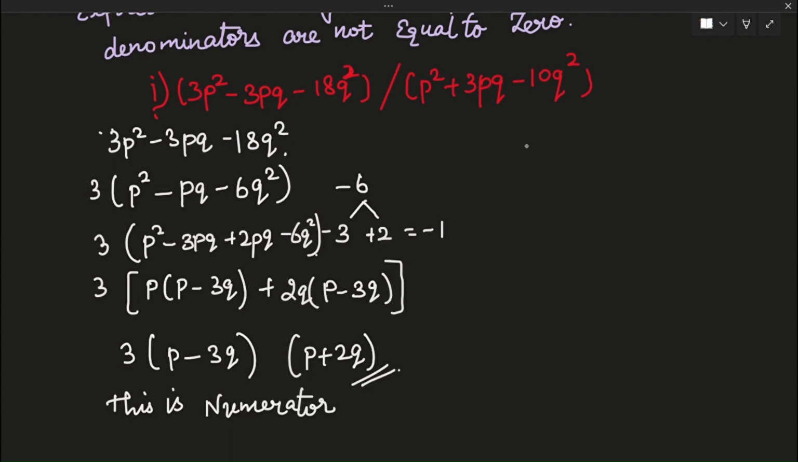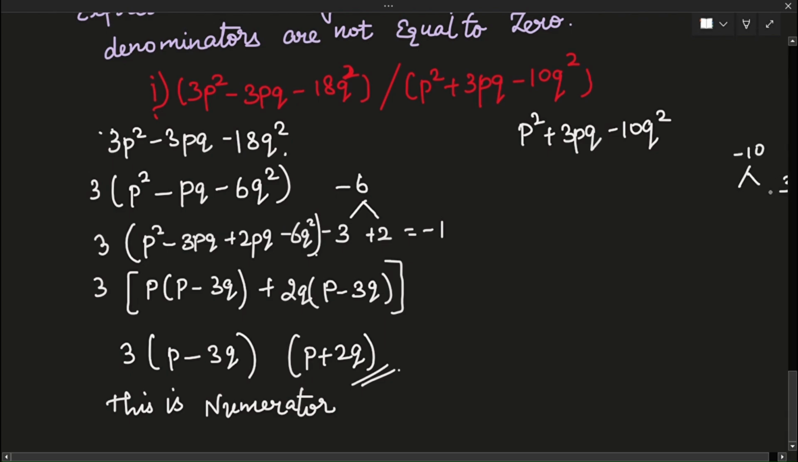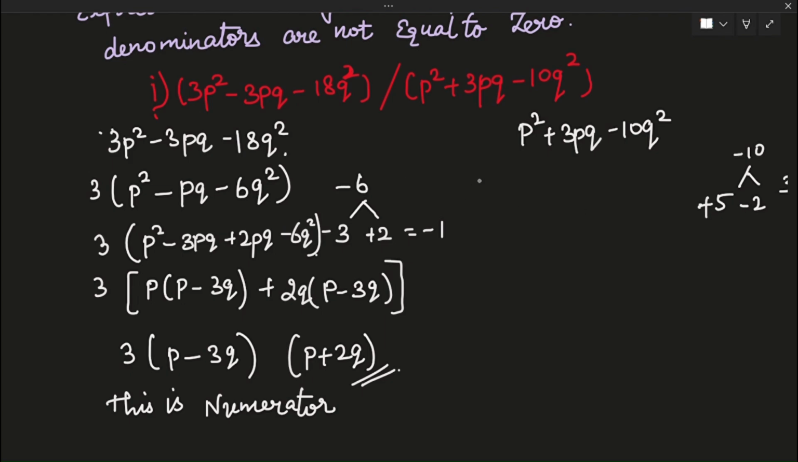Now we'll find the denominator. Okay, so our denominator is p square plus 3pq minus 10q square. Okay, here also 10. So 10, if you multiply you have to get it 10, then add or subtract you have to get it 3. So when you will get 5 2s are, so if you place it here minus and then here it is plus. So let's see how to write this one. P square plus 5pq, then minus 2pq, then minus 10q square.